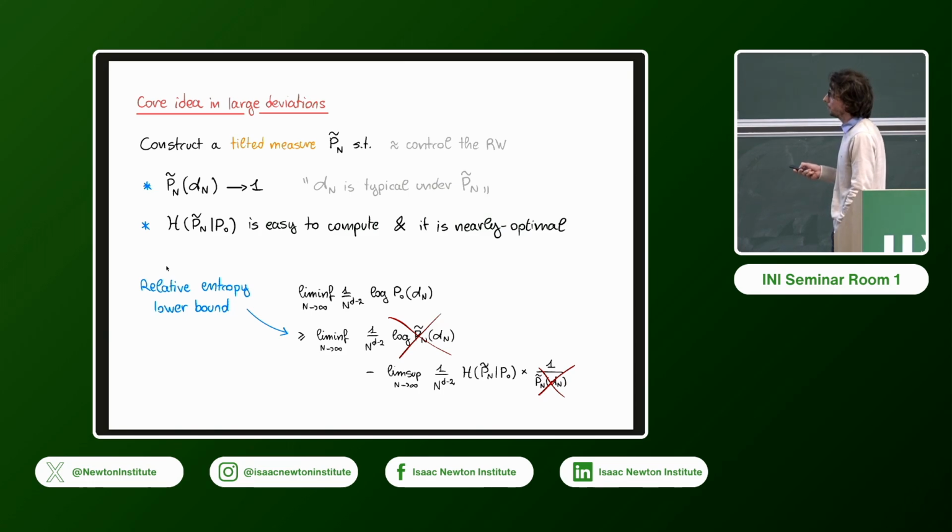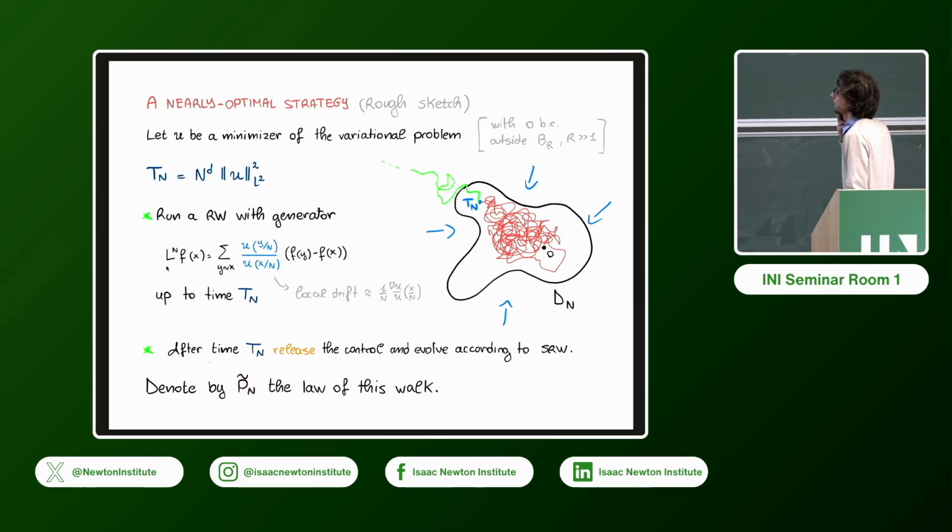And if you do so, by applying the relative entropy lower bound, this first part is just going to 0 because P tilde n of A_n is going to 1, so this is typical. This is going to 1. And so what you are left with is just the relative entropy. So what is this nearly optimal strategy?